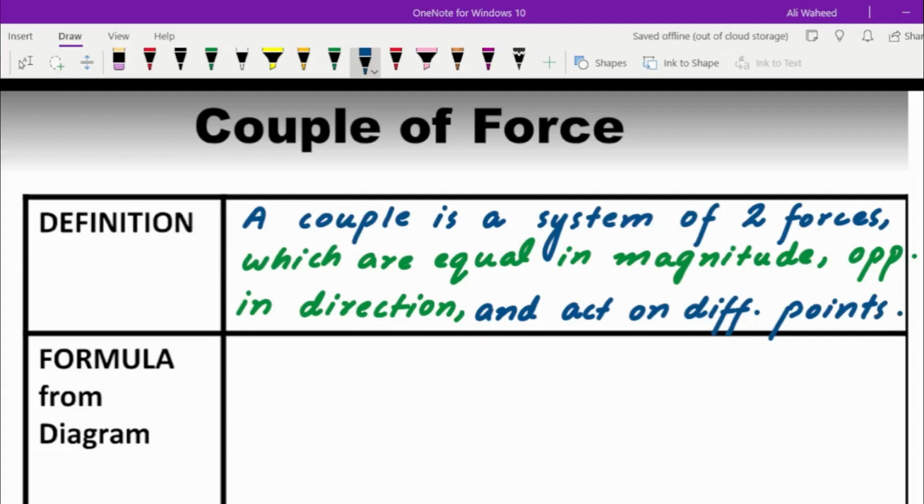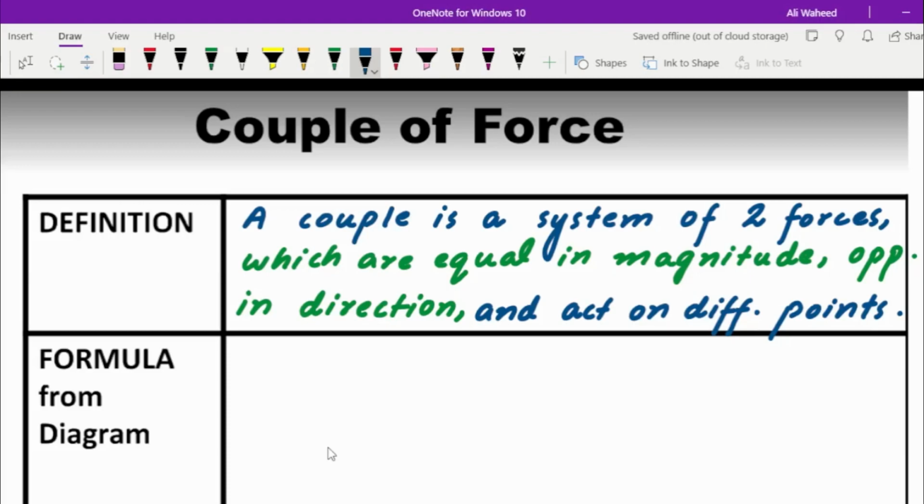So every time they ask you for the definition of couple of force, you write it down as it is. And they mostly ask you for 2 marks. So you write down all the pointers. Say there should be two forces. They should be equal in magnitude, opposite in direction, and must be acting along different points.